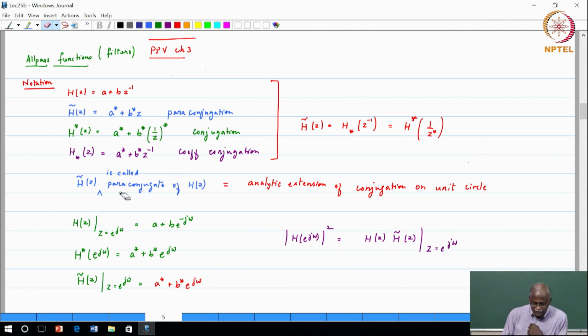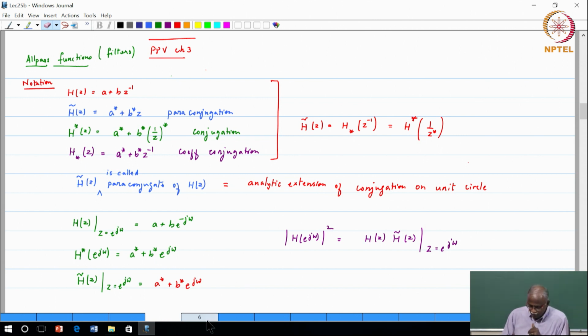An important result is that the paraconjugation is the analytic extension of conjugation on the unit circle, which basically says that if I have H of e to the j omega magnitude squared, then this can be written as H of z H tilde of z, with z equal to e to the j omega. That is on the unit circle, because that represents conjugation. But once you go outside of the unit circle, it still has the same flavor of taking the magnitude squared, but it is now H of z H tilde of z, where H tilde represents the paraconjugation.